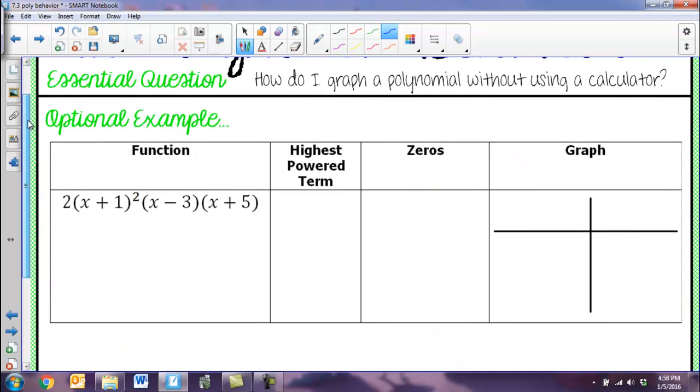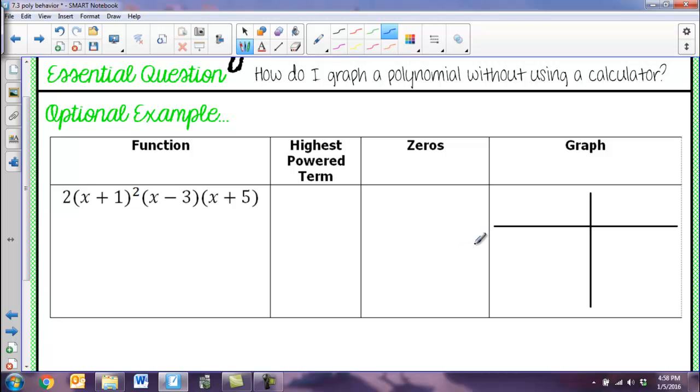Okay, so here is this optional example. This is my function that I'm going to be graphing. And this is set up a little bit differently, but you still need to find all of those pieces of information. So this one kind of walks me through the end behavior piece where you're looking for what's my highest powered term so I can decide what the degree is and what the leading coefficient is.